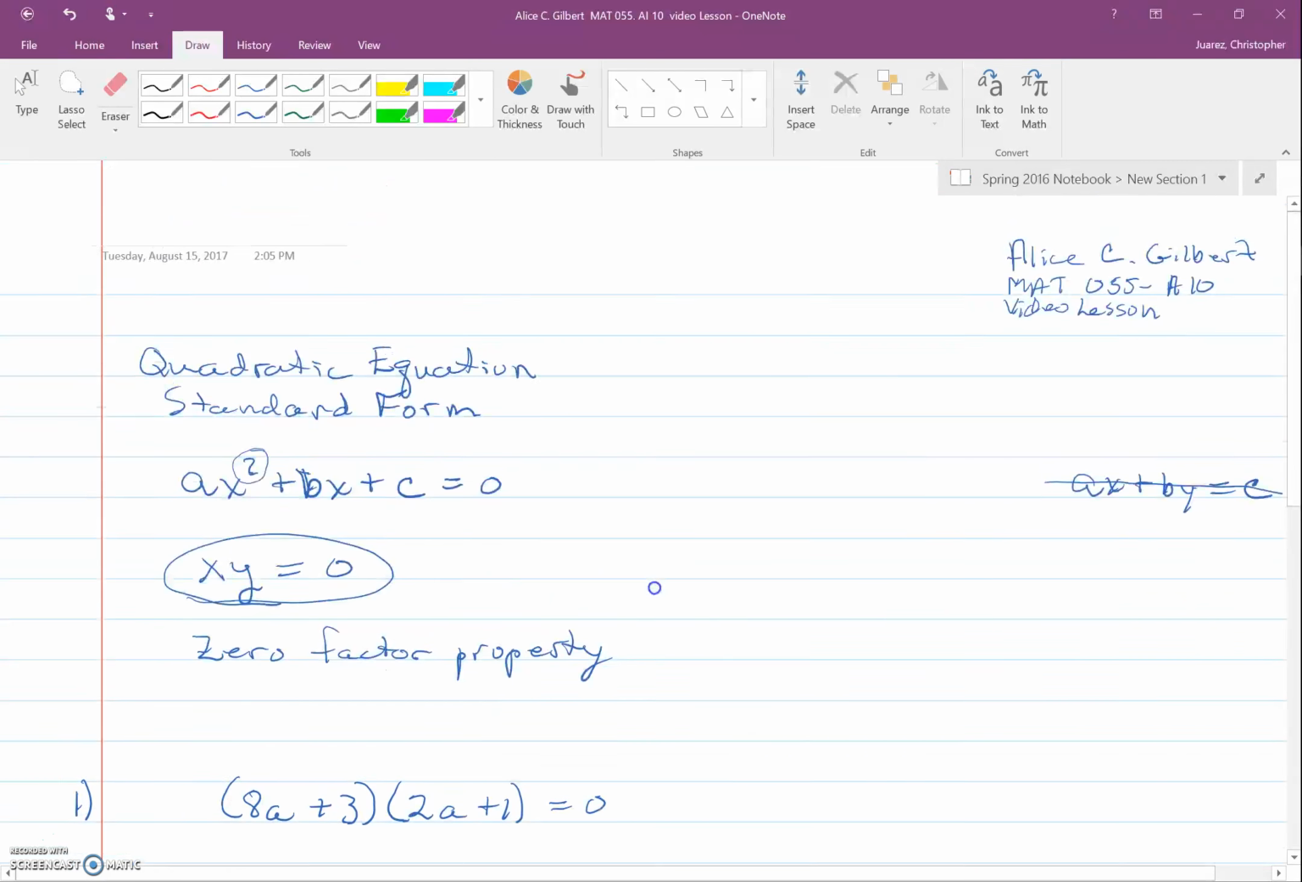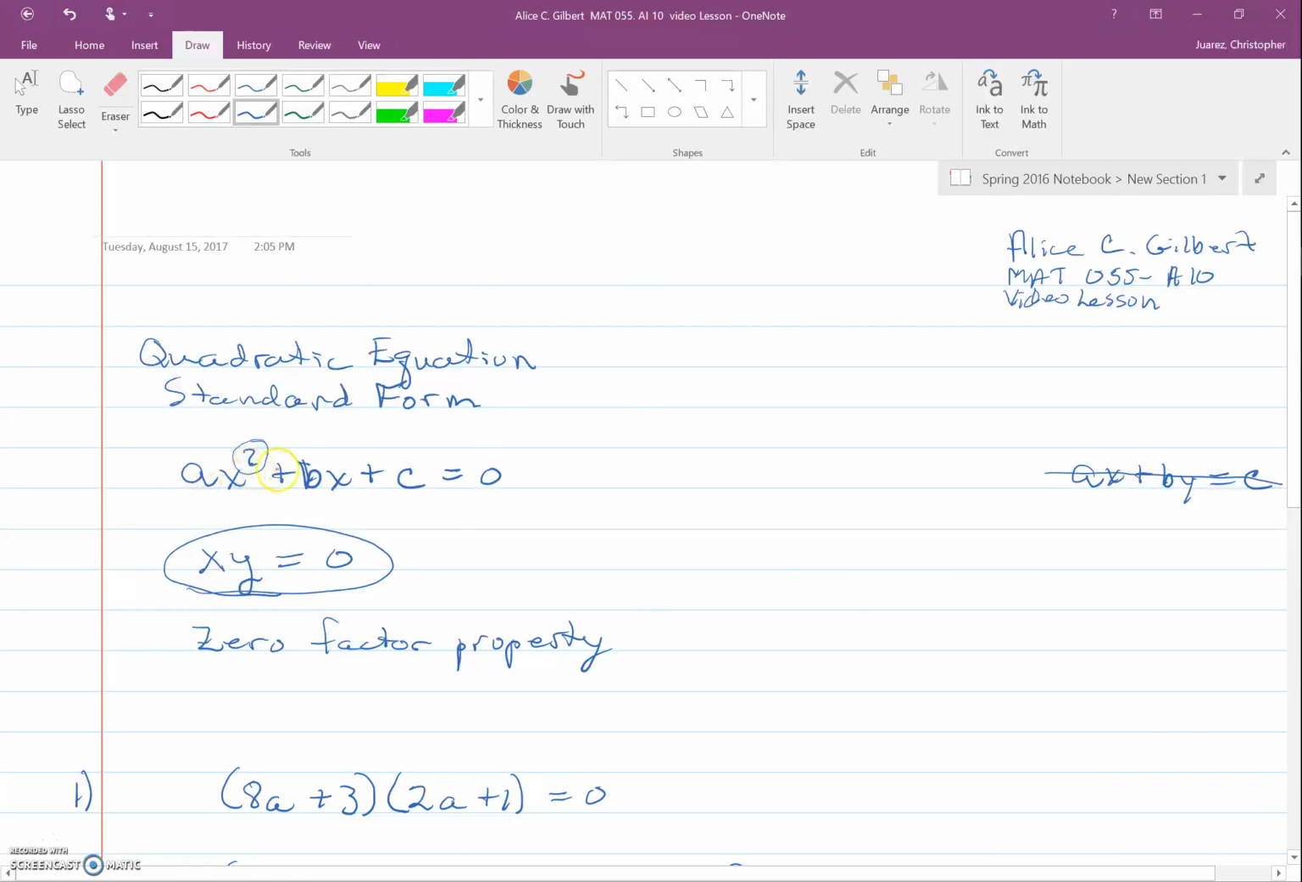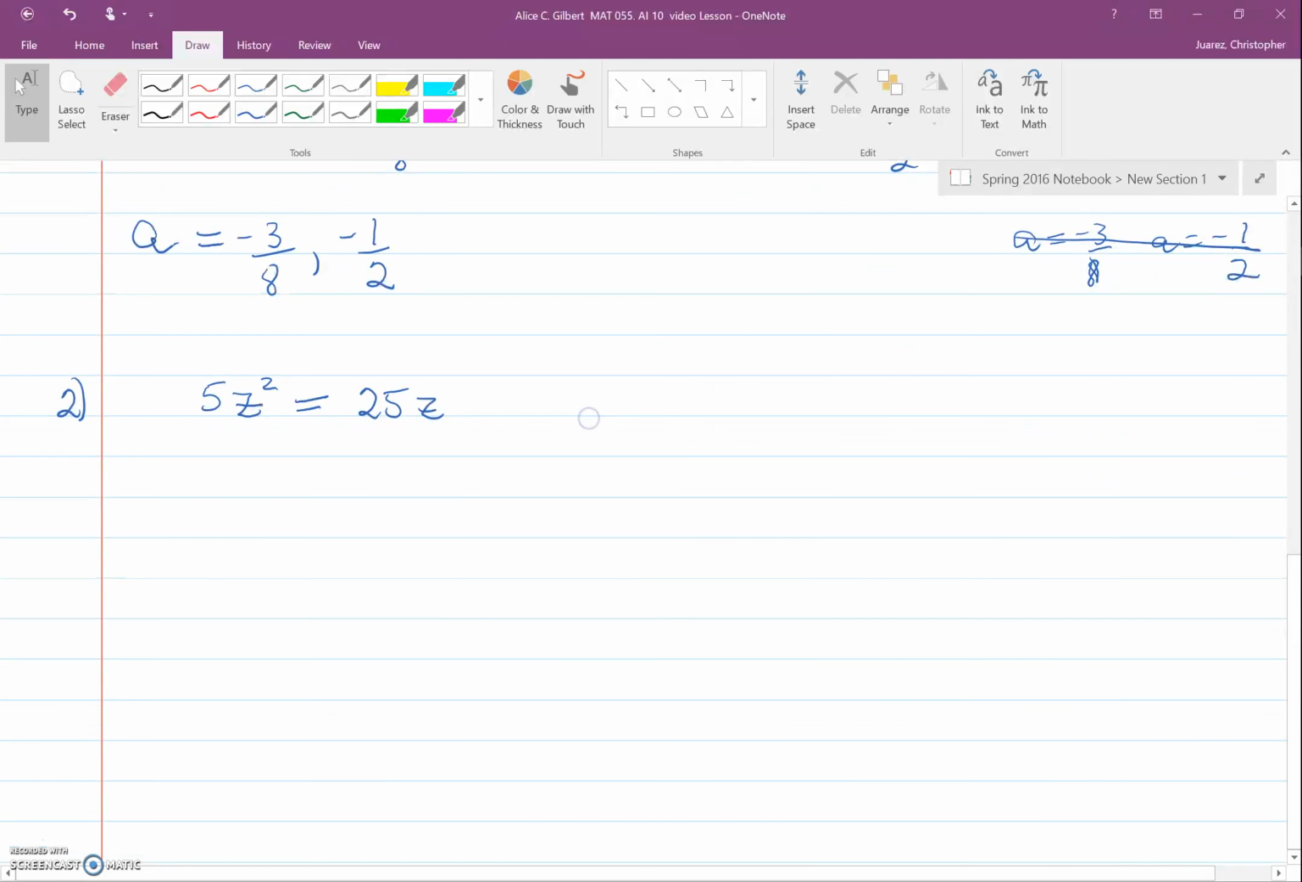Remember, standard form is ax squared plus bx plus c equals 0. Well, this one doesn't equal 0, so I can't start solving this equation until I have it in standard form. The way to get this in standard form is to move this over here so it'll all be equal to 0. So I'm going to subtract the 25z from both sides, so I get 5z squared minus 25z equals 0. Now it's in standard form.